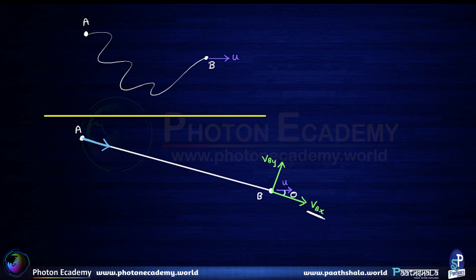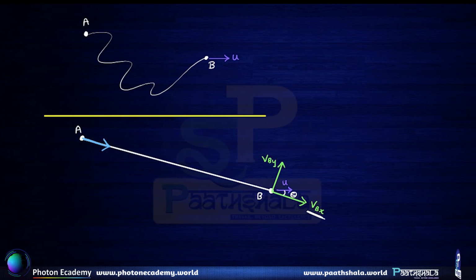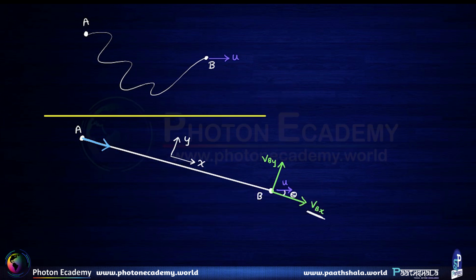Let us say this is angle theta. The X direction happens to be along the string, so this direction we are taking as X direction, and perpendicular to the string happens to be the Y direction. So the initial velocity of particle B along the X direction happens to be u cos theta. So mass of B into u cos theta happens to be the initial momentum of the particle B along the string.